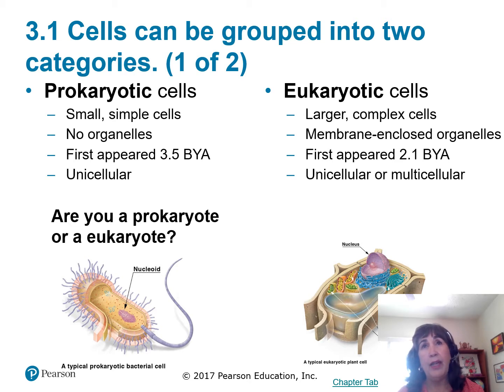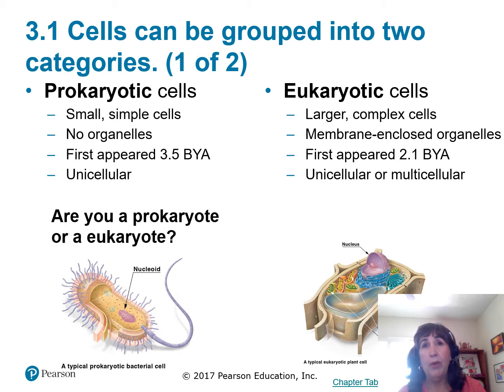On the other hand, the other category of cells are eukaryotes, eu meaning true and kary kernel. So this means true nucleus. They're usually much larger, 10 to 100 times larger. They're more complex. They have membrane-enclosed organelles, and they appeared 2.1 billion years ago. And they can be either unicellular or multicellular.